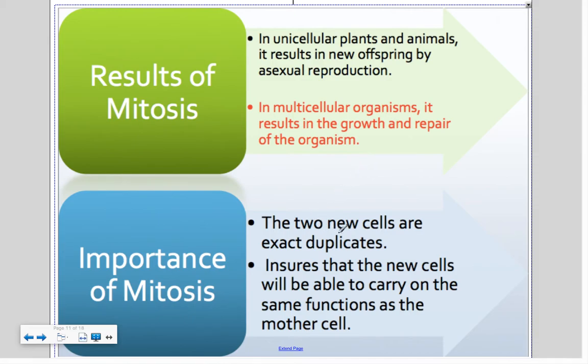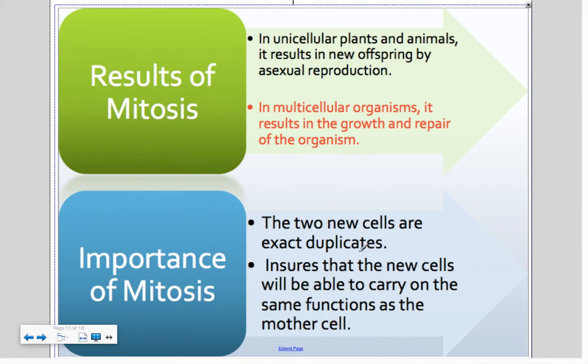The two new cells are exact duplicates of the mother cell. One mother cell divides and creates two new daughter cells exactly the same. This ensures that the new cells will be able to carry on the same functions as the mother cell. If you have a skin cell dividing, you want the two daughter cells to be able to do the same function that the skin does. Protects you, water barrier, that sort of thing.